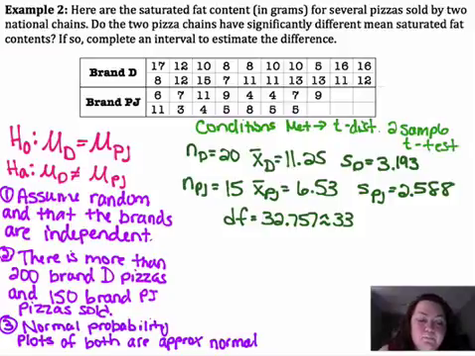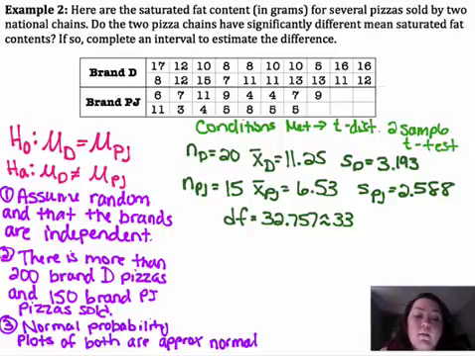So, my null hypothesis is that the mean of brand D is equal to the mean of brand PJ. Remember, D stands for brand D saturated fat, and PJ stands for brand PJ saturated fat. The alternative is that they're not equal to each other. Their means are not equal.